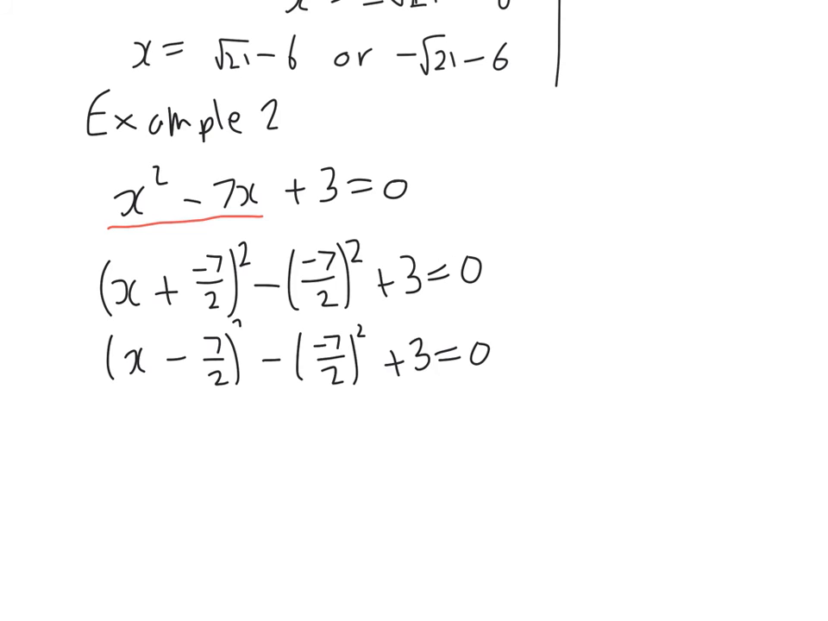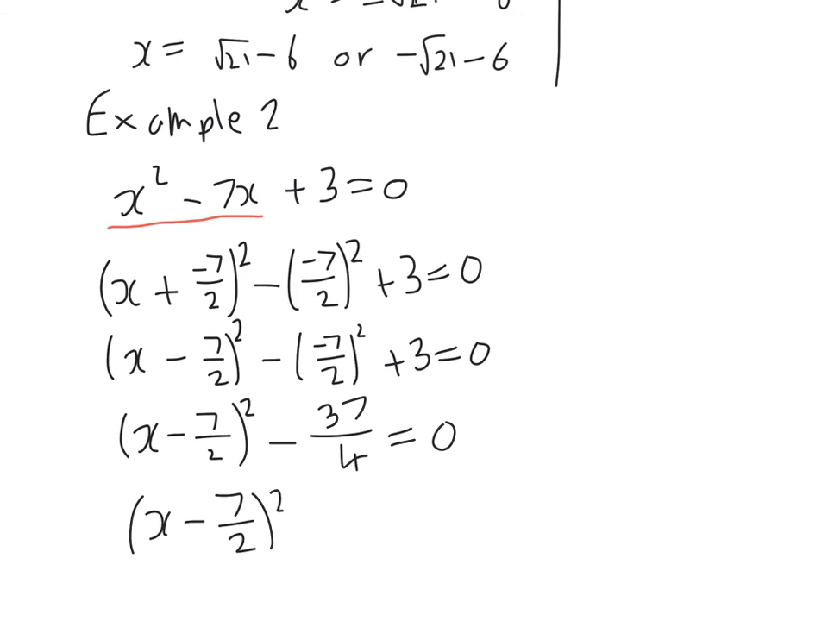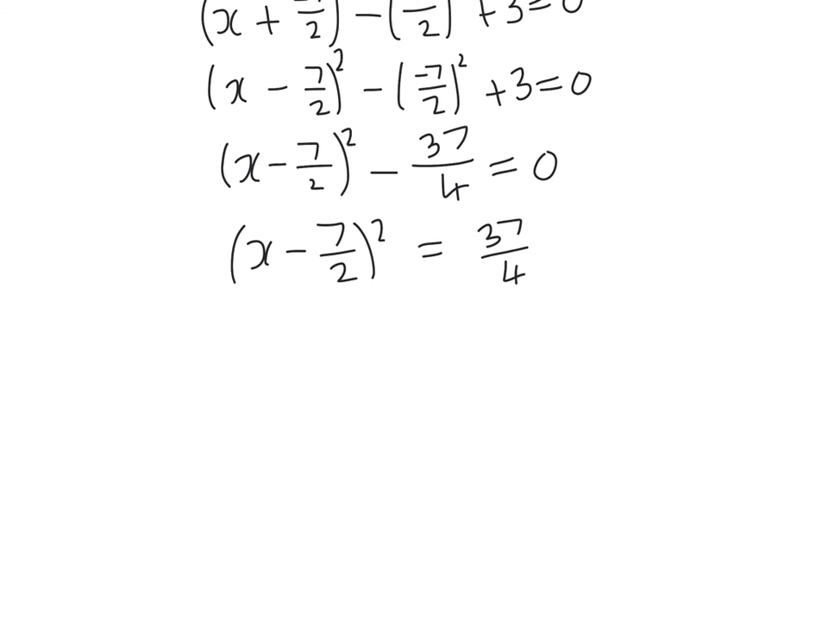So then we'd have, sorry, I forgot the squared there, x minus 7 over 2 squared. We'd work out what 7 over 2 squared is, and that gives you 49 over 4. So you'd have plus 3 take away the 49 over 4. And that gives you minus 37 over 4, which equals 0. You can then bring that to the other side. And from there, we can square root both sides.